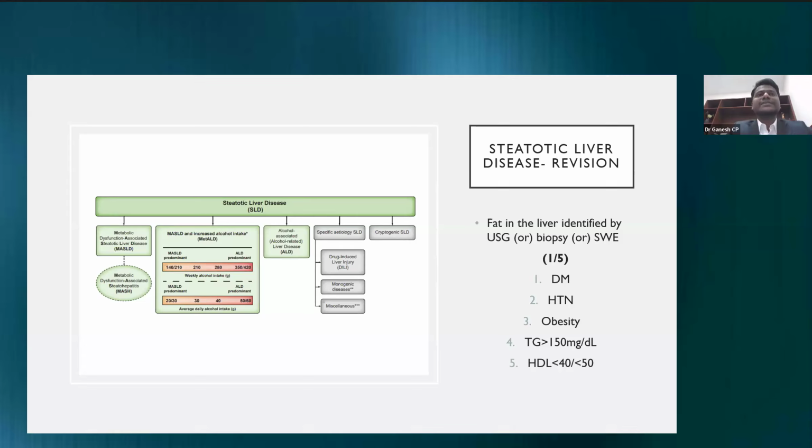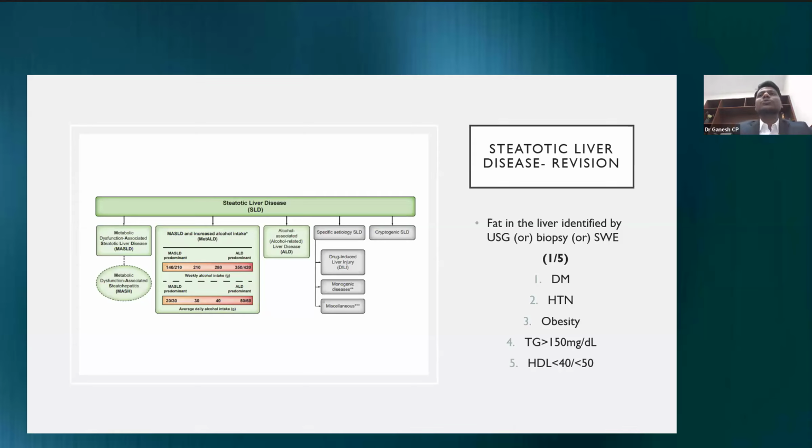Mainly, as I said before, it is regarding the stigmatizing terms. That is, non-alcoholic, for a disease which does not involve alcohol usage, and also "fatty" is considered a stigma for them. We will see in detail how they came to this idea. Before that, we will see how to define this new term MASLD. MASLD means metabolic dysfunction-associated steatotic liver disease.